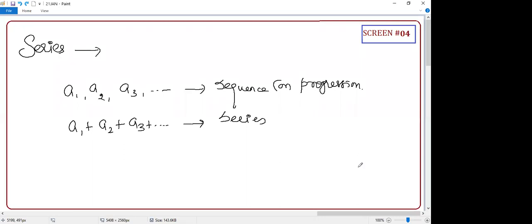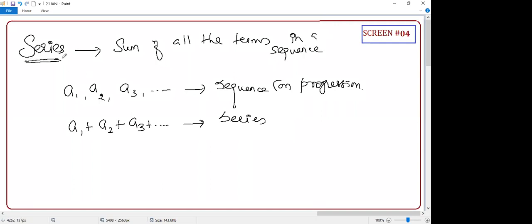The sum of the terms in the sequence. Yes, sum of all the terms in a sequence or a progression. Progression is nothing but sequence. You can write sum of all the terms in a sequence or progression, you can say. Clear or not? Instead of this word, you can put progression. I'm saying that. Clear? Any doubt?